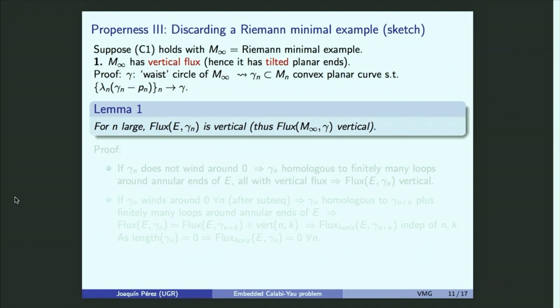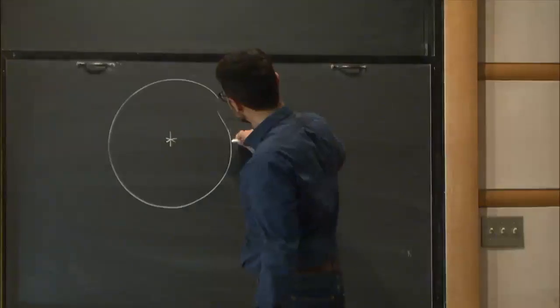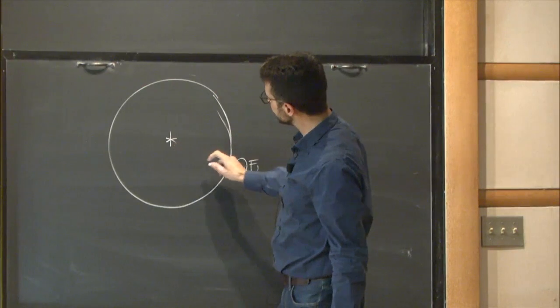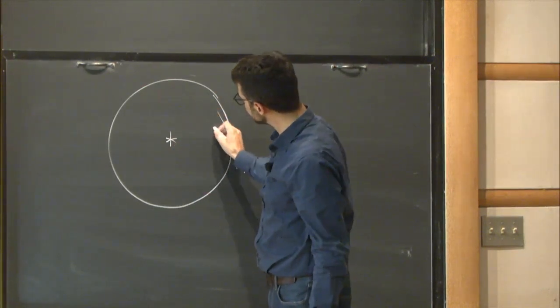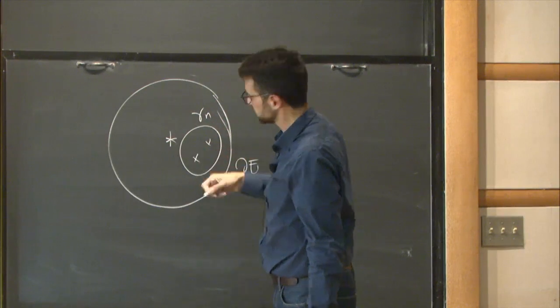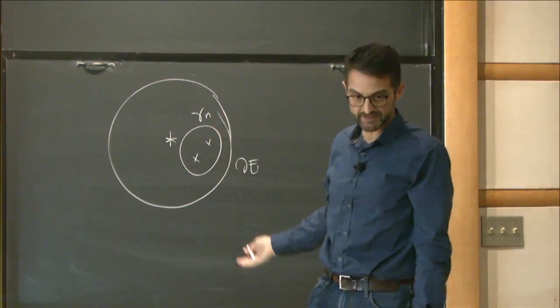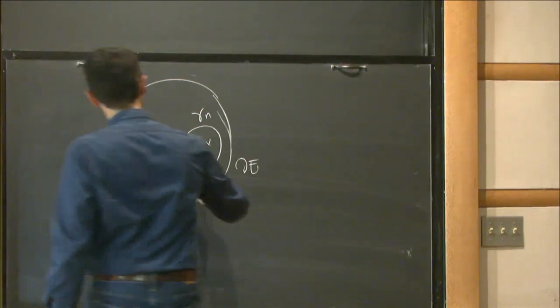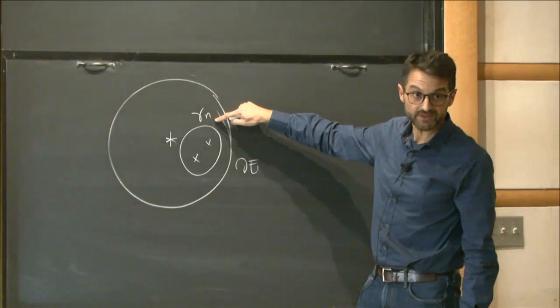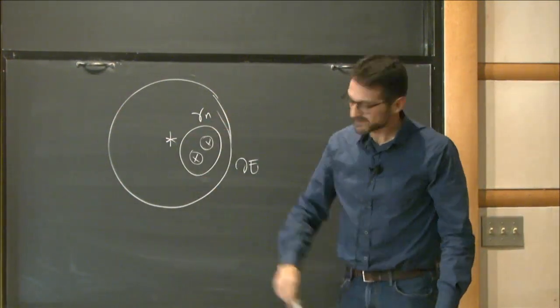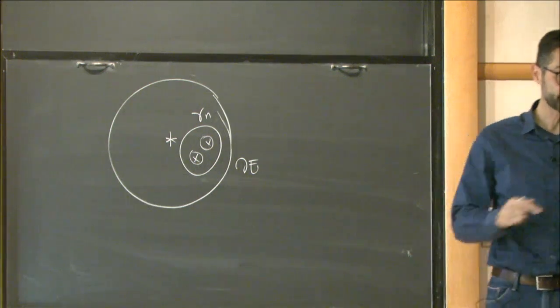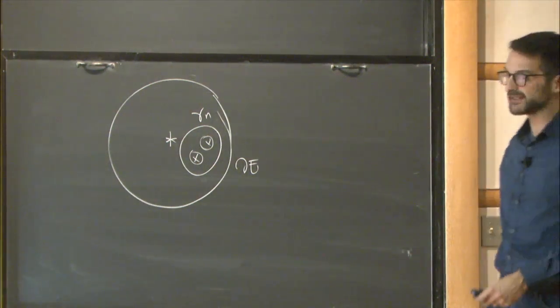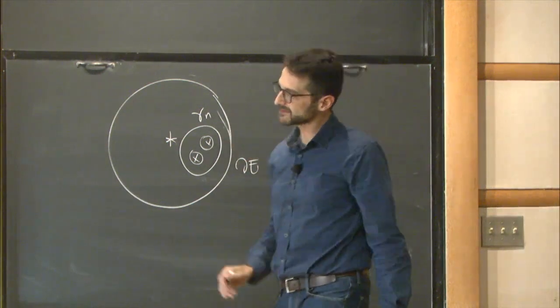Well, in order to do that, I'm going to discuss two possibilities. Either my curve is like that, this is gamma n, and it encloses some finitely many number of simple ends there. And then it's very easy, because in that case, gamma n is homologous to a finite collection of simple loops around the ends, which have vertical flux, because the ends are canonical, right? So in this case, it's trivial.